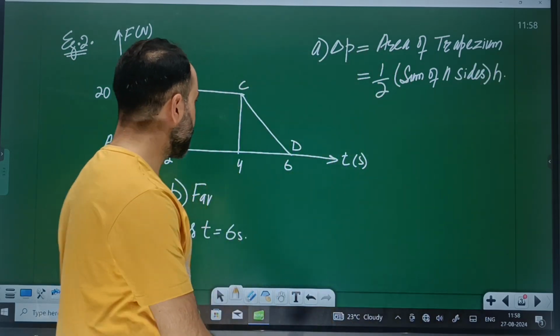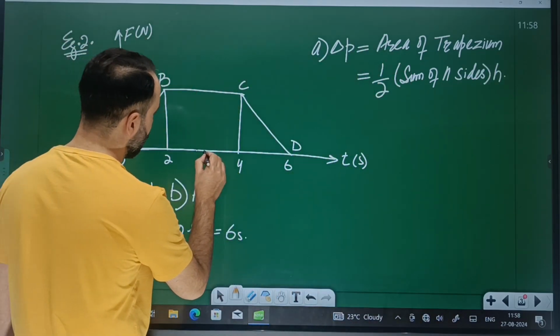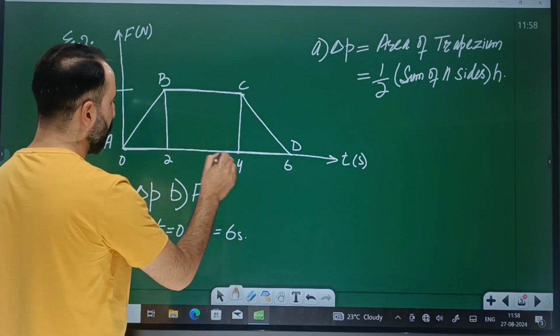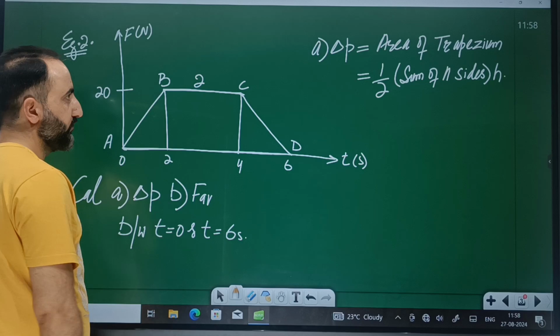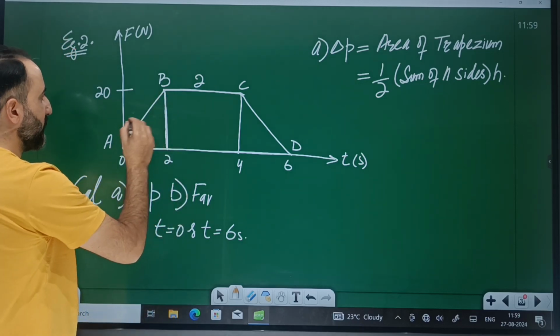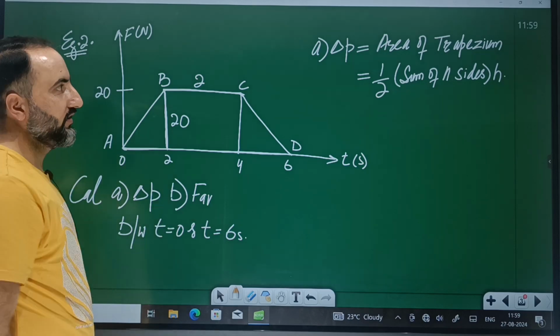Okay. Now what's the parallel side? One parallel side is this, which is equal to 6. The other parallel side is this one, beta, that's equal to 4 minus 2, that's equal to 2. And the height, the perpendicular distance between the parallel sides is this, and what's that equal to? That's equal to 20. Okay.